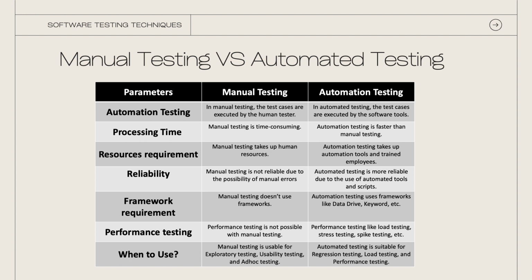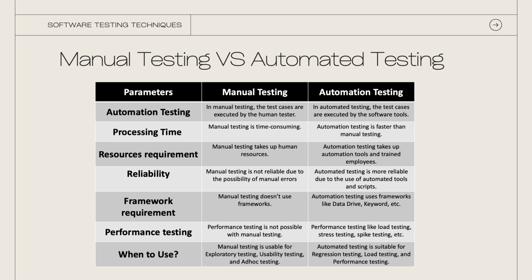On process time, manual testing is time consuming, but automation testing is faster than manual testing. Resources required: manual testing requires human resources, but automation testing requires only automation tools and trained employees. In terms of reliability, manual testing is prone to manual errors, but automation testing is more reliable due to automated tools and scripts. Coming to the framework requirements, manual testing doesn't require any frameworks, but automation testing requires frameworks like data driven and keywords, etc.